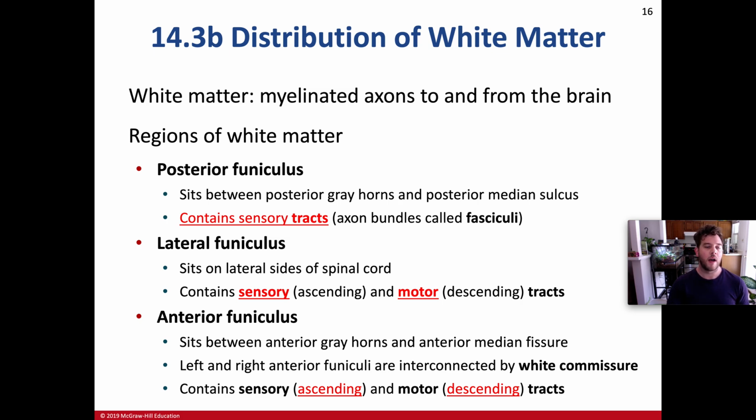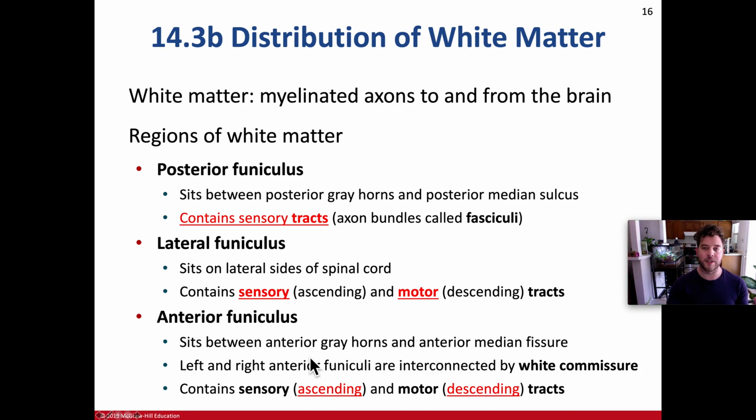The lateral funiculus is going to have sensory and motor tracts. And remember, this is white matter, so this is not about processing information. This is about transporting information. Your posterior is still transporting just sensory. Your lateral is going to be transporting sensory and motor. And your anterior is going to also have sensory and motor tracts.